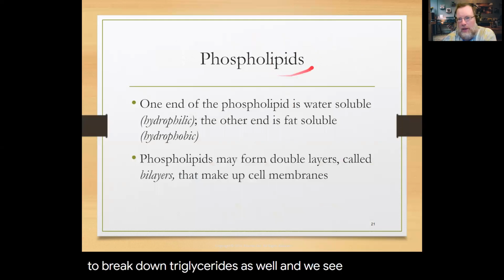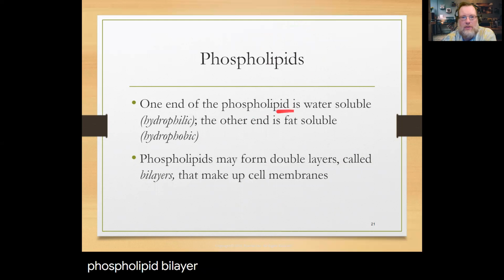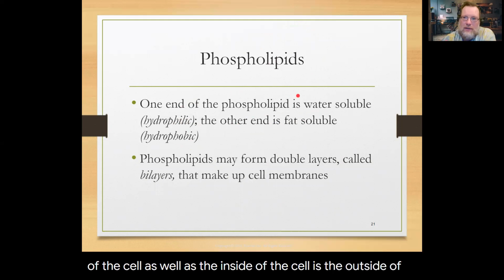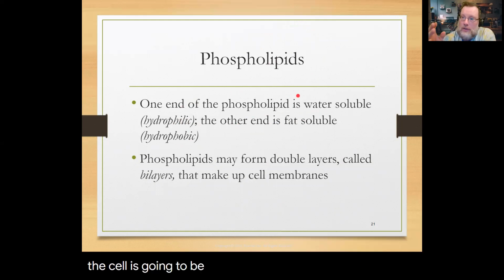And we see, just as a reminder, in the cell membrane, we call that a phospholipid bilayer. And so we see that one end of the phospholipid is going to be water soluble, so what we call hydrophilic. And then the other end is going to be fat soluble or hydrophobic. Generally, the hydrophilic ends are going to be the heads that are going to be facing toward the outside of the cell as well as the inside of the cell, because the outside of the cell is going to be extracellular fluid, which is primarily water. The inside of the cell is intracellular fluid or cytoplasm, which is also primarily water.